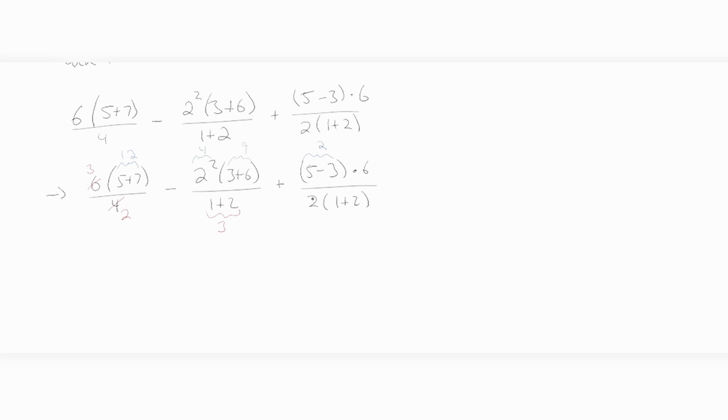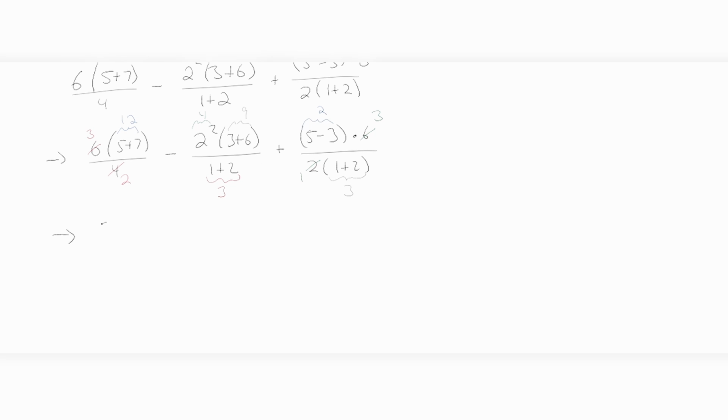Here is a 6 and a 2. Since I have a single term in the numerator and a single term in the denominator, and again, that is one term. There are two factors. A 5 minus 3 is the first factor, and a 6 is the second factor. But it's glued together by that multiplication, so that's a single term in the numerator and a single term in the denominator. So I can divide that by 2 and get 3, divide this by 2 and get 1. And also 1 plus 2, I know is 3.